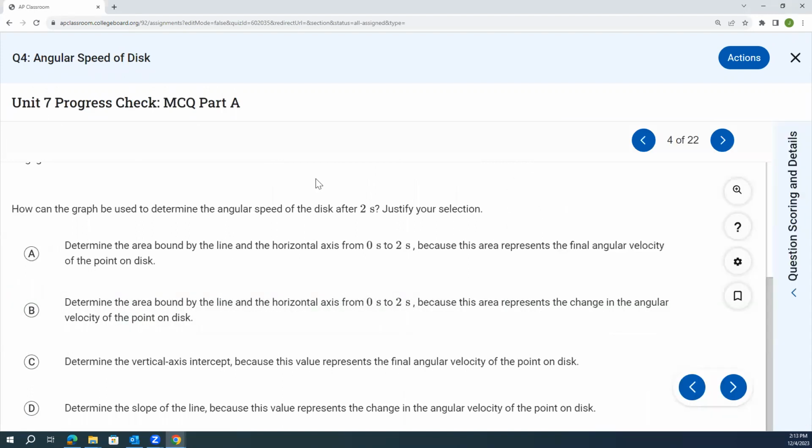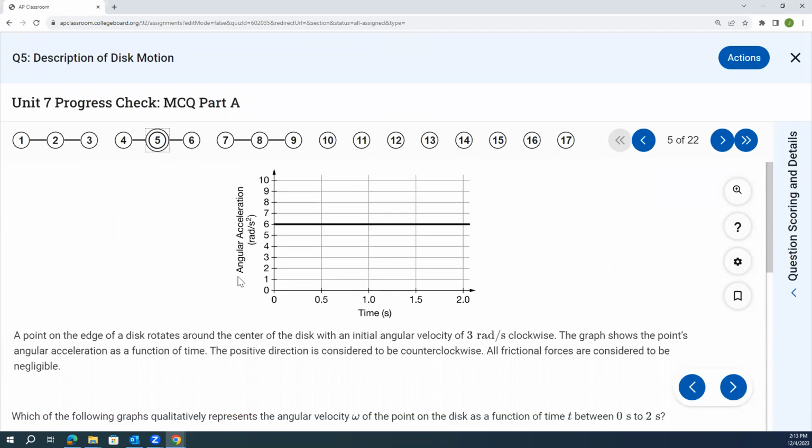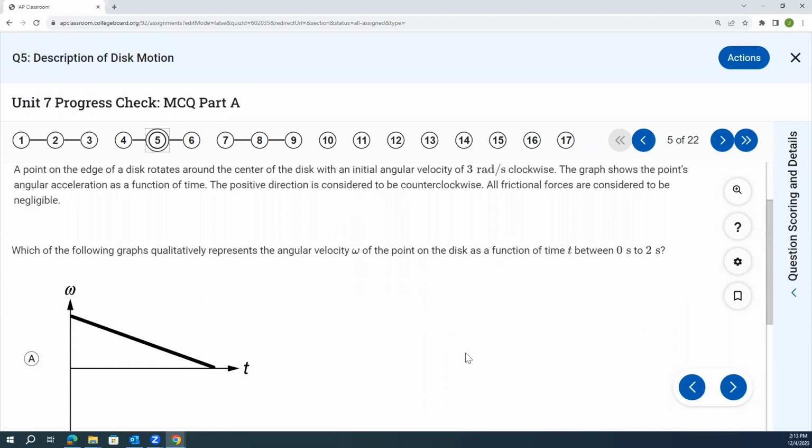Okay. So we got 2 more questions about this graph looks like. And so same graph. Yep, that's the same scenario. Which of the following graphs qualitatively represents the angular velocity? Okay, from 0 to 2 seconds. Oh, well, you got the answer right in front of you because we just did that in the notes, right? So let's just see which one matches you guys did.